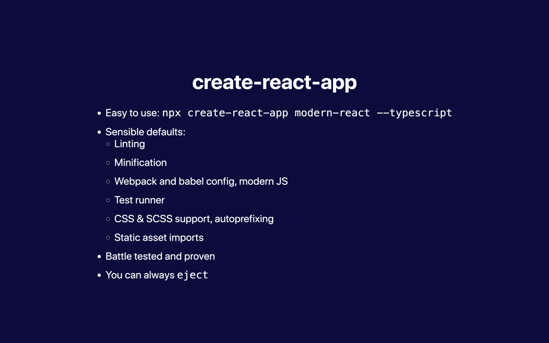You get Jest as your test runner out of the box, support for CSS and SCSS, as well as it will auto-prefix your styles per vendor as required, and it will also support static asset imports, so you can work with different file types, SVGs, images, etc., and import them into your components.